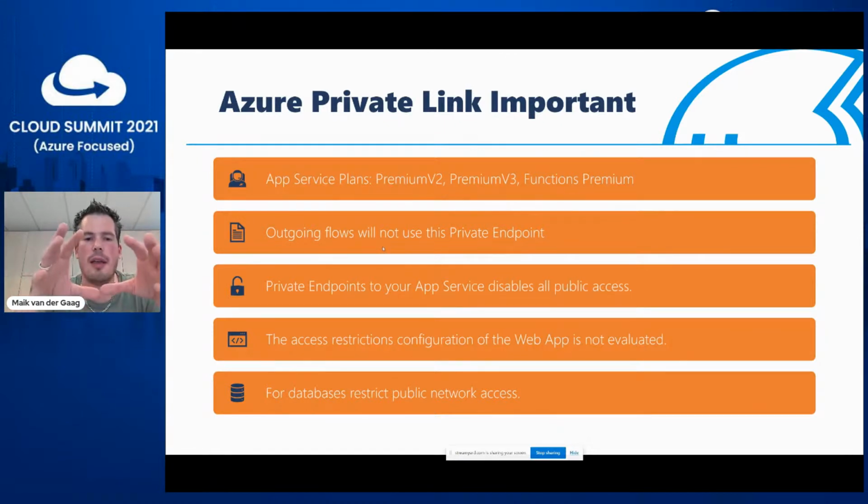When using private endpoints for your Azure SQL databases, make sure to restrict public network access. By default, public network access is still activated. So also adding a private endpoint to your SQL database doesn't make it secure by default. You still need to do some configuration to make sure that it's only connectable via the virtual network.